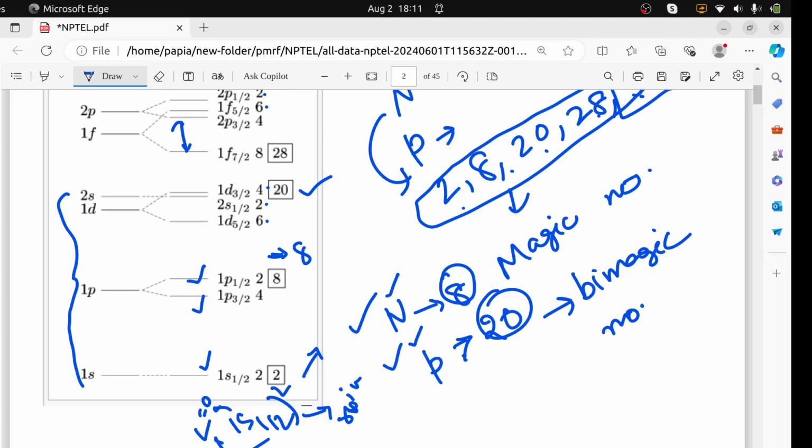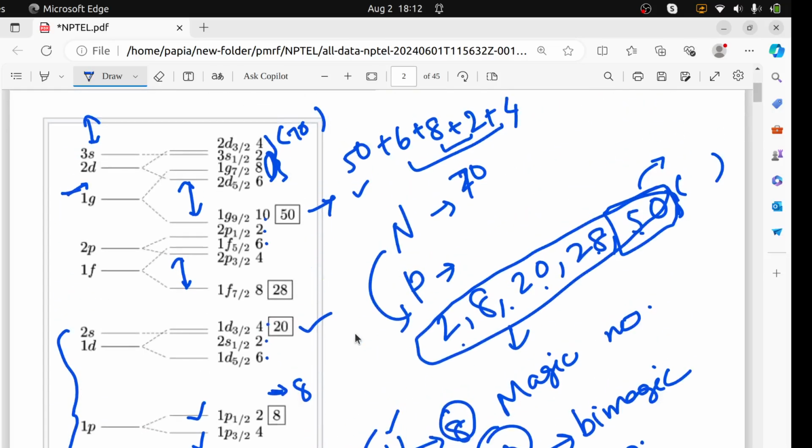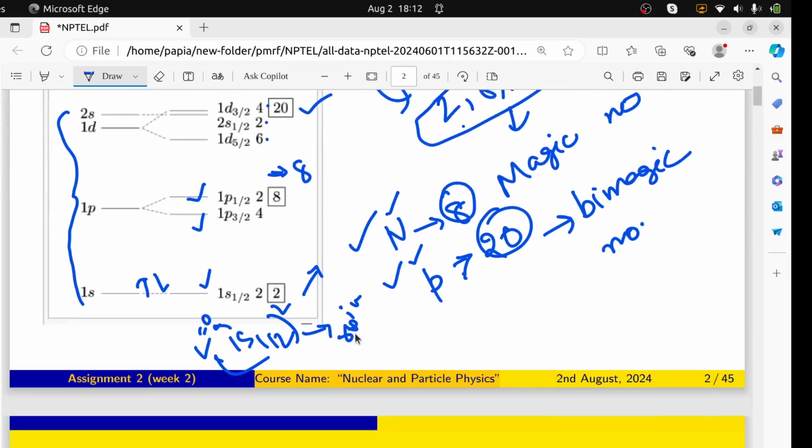If I write it pictorially, because of the Pauli exclusion principle, one should be spin up and another should be spin down, and that's why this 1s has a maximum of 2 nucleons in that energy state, in that nuclear state. So this is the picture, and we will use that one.